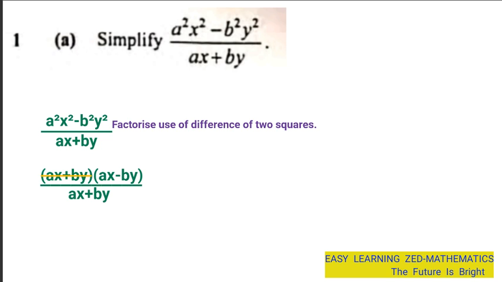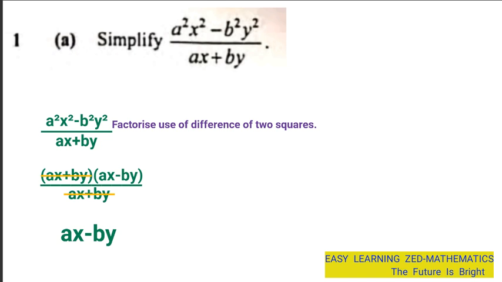As you know, when you're dividing, you cancel what is common on top and what is common down. So now, as you can see, that is the expression that is common, found on top and down. Now you are remaining with ax minus by, and that is the answer that you need to write. So the answer for question 1A was ax minus by.